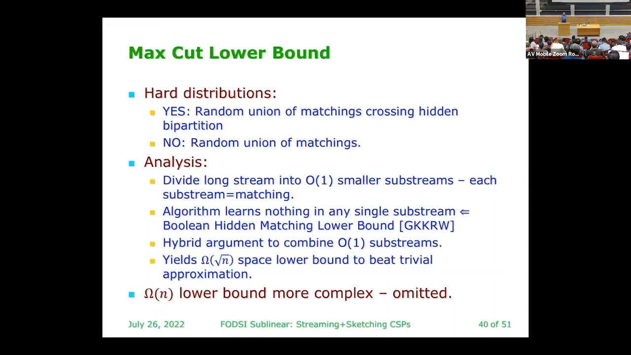Well, it turns out exactly this problem has been studied in the literature. It's called the Boolean hidden matching problem, roughly. Alice gets a bipartition, Bob gets a set of edges, and the promise is that either all the edges are crossing this hidden bipartition, or they're just random edges. Can Alice tell Bob enough information about the bipartition for him to be able to distinguish the two? That is more or less what is called the Boolean hidden matching problem.